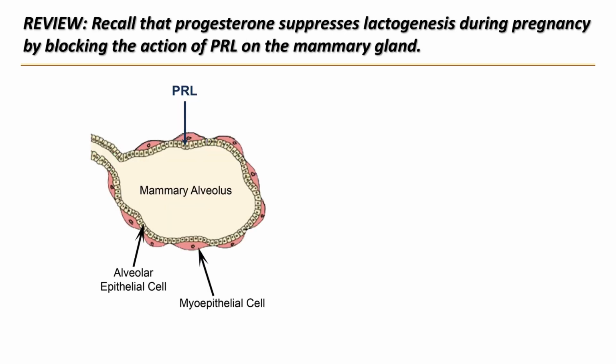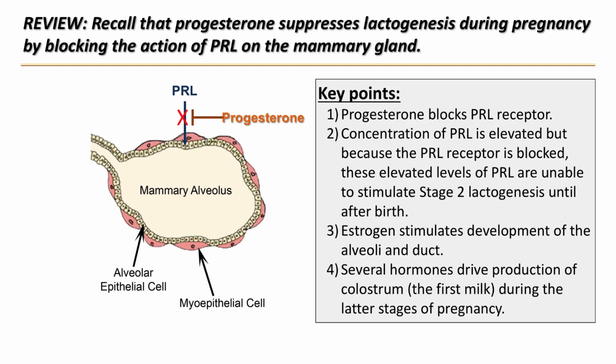Okay. So recall that progesterone suppresses lactogenesis during pregnancy by blocking the action of prolactin on the mammary gland. So typically, during lactation, prolactin is going to act on those epithelial cells to induce the production of milk. However, progesterone blocks this, and it predominantly blocks it by blocking the prolactin receptor. So even though the concentration of prolactin is elevated, it is unable to act because progesterone suppresses production of the prolactin receptor, thereby inhibiting the ability of prolactin to stimulate stage 2 lactogenesis.